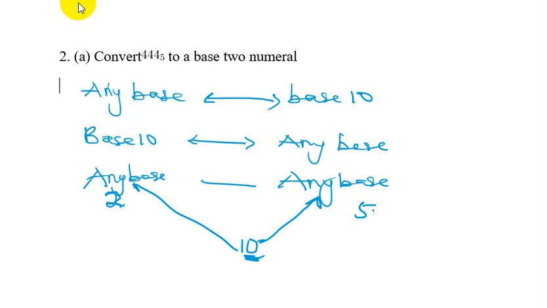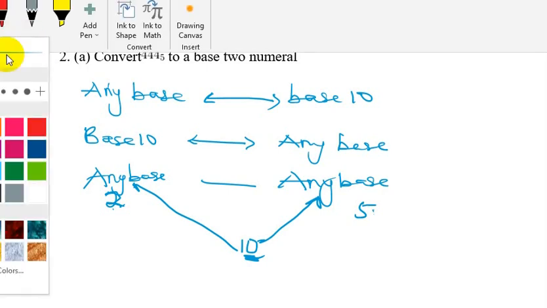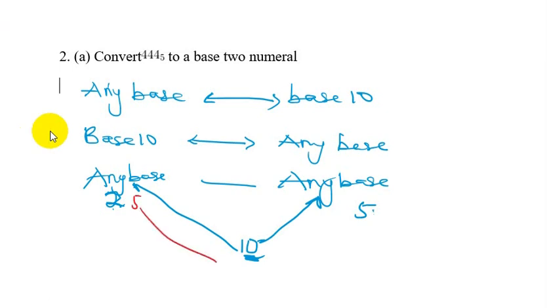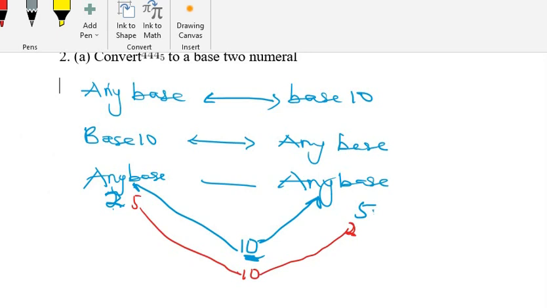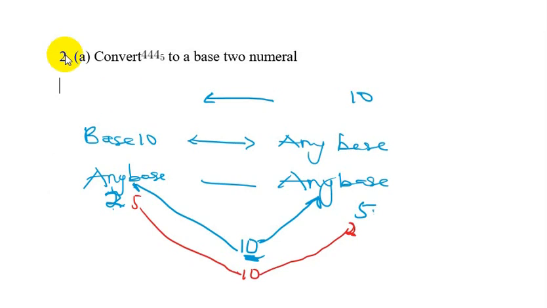So now we are converting 444 base 5 to a base 2 numeral. It falls in the third category. So we have to convert from base 5 to base 10, and the answer that we get in base 10, we convert that one to base 2. That's how it's going to be. So let's get straight into it. I hope my explanation is clear, right? Okay, so let's get straight into it.